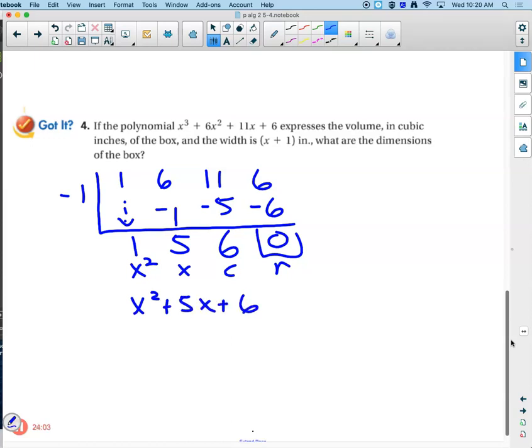And this we can factor. No greatest common monomial factor. Nothing special about it. But we need the two numbers that make this work. So think about it for a minute. Good. 2 and 3. Excellent. There they are. There's the other two dimensions. Now we could put inches by them because it did say it's x plus 1 inches.